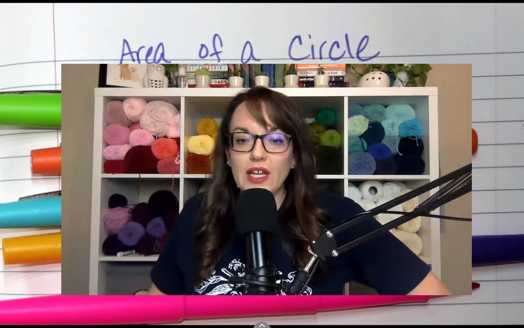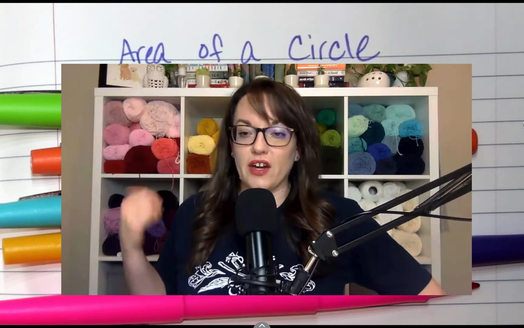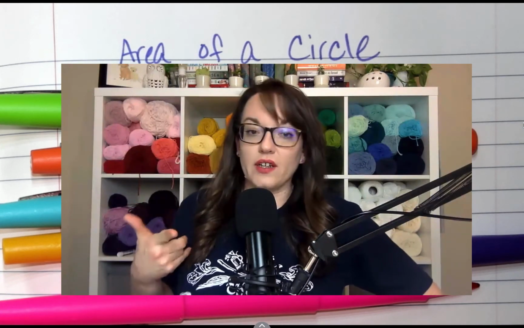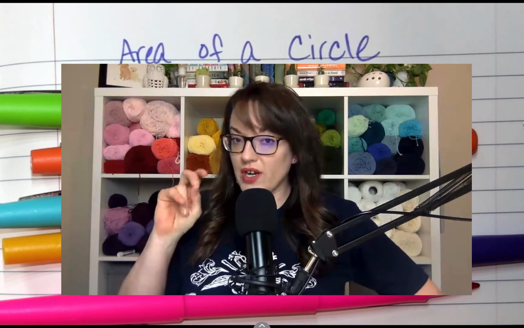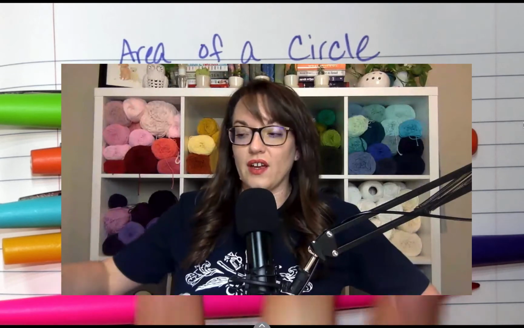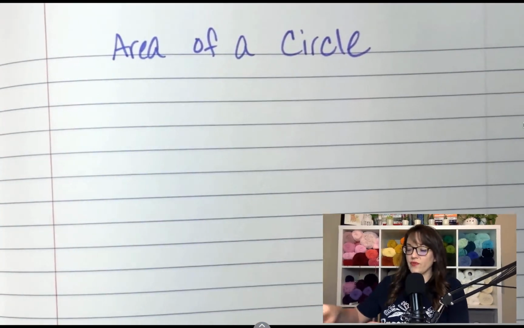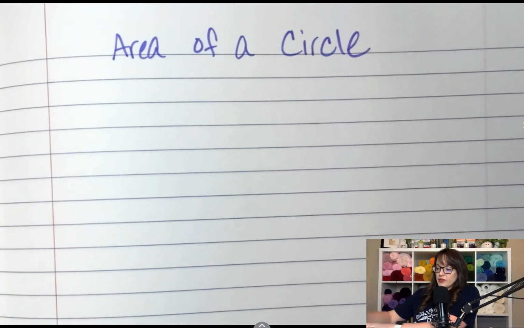Today we are going to be talking about how to calculate area of a circle. Now, in previous grades, you've done area of a rectangle, you've done area of a square, you've done area of a triangle. That's going to be the tough one. And now we're going to add in area of a circle. So first, let's review our parts of a circle.